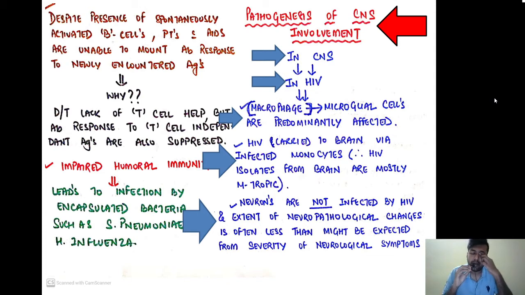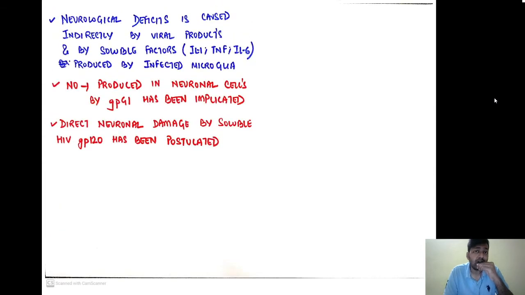So what they are trying to say is that the neurological deficits manifested by the patient are quite severe as compared to the neuropathological changes that we see inside the brain. And the neurological deficits are basically caused indirectly by the viral products as well as the cytokines which are released by the infected microglial cells. These are responsible for the neurological deficits in HIV.